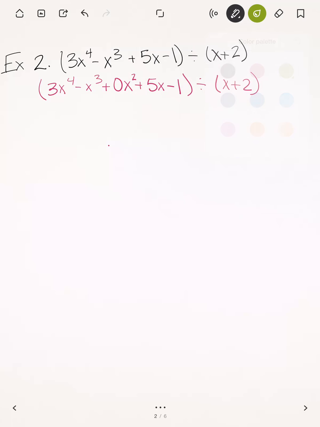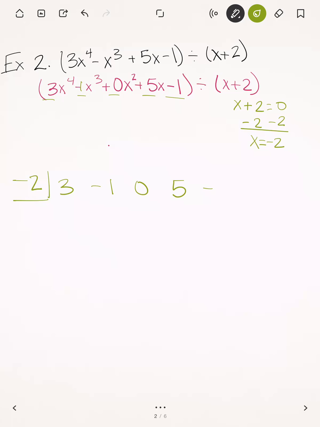Again, I take my divisor, set it equal to 0, and solve for x. So I subtract 2, and I get x equals negative 2. That goes in my little half box. I bring down all my coefficients, including the 0. So I have 3, negative 1, 0, 5, negative 1. Leave a space, draw a line.